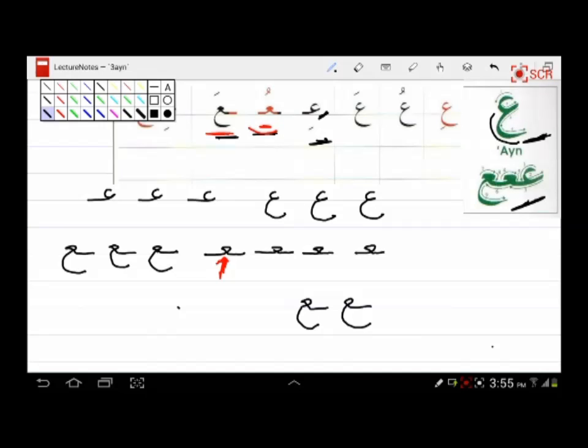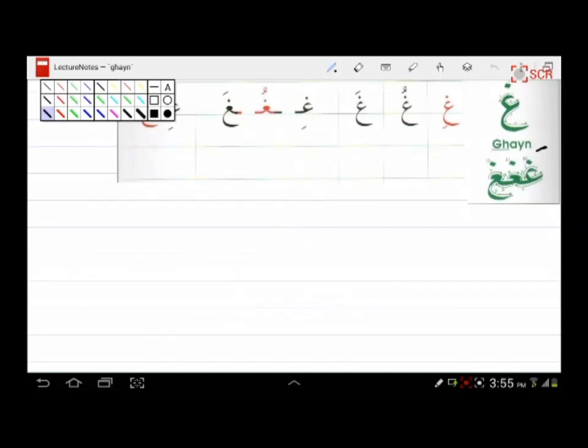No dots in the ayn, huh? Okay. All of them together. And that's ayn. The ghayn is exactly the same, but the difference is in the dots, as usual. Ghayn. Ghayn. Okay, that's the main form, initial, middle, and final.